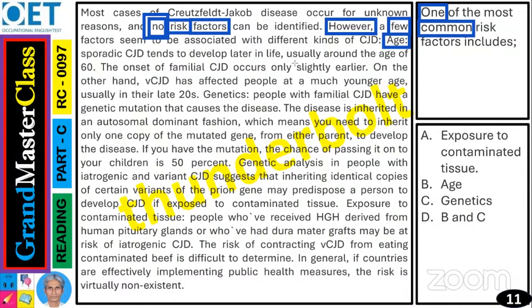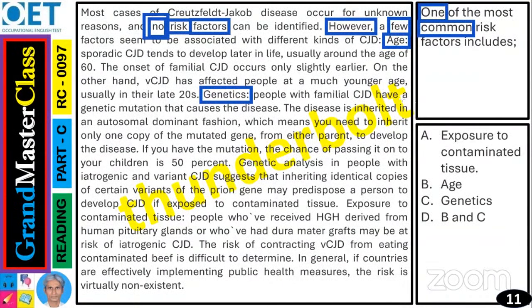Slightly means not common. This is uncommon. So this is not the reason. Common means more. On the other hand, vCJD has affected people at a much younger age, usually in their late 20s. So the second point is genetics.